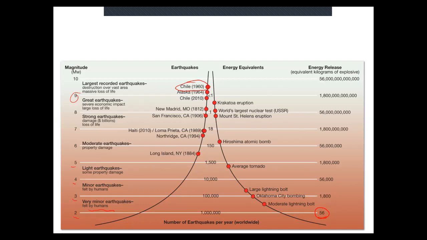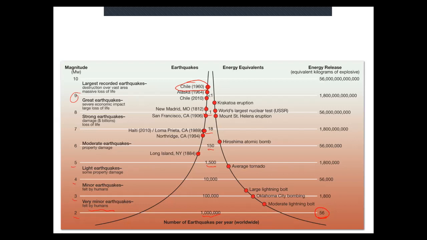And the center column is the frequency. How many earthquakes of that magnitude occur per year? So we have about 1 million magnitude 2 earthquakes, say 1,500 magnitude 5s, 150 magnitude 6s, 18 magnitude 7s, 1 magnitude 8 per year, and less than 1 magnitude 9 per year. So we have magnitude 9 earthquakes not every year, maybe every 3 or 4 or 5 years.